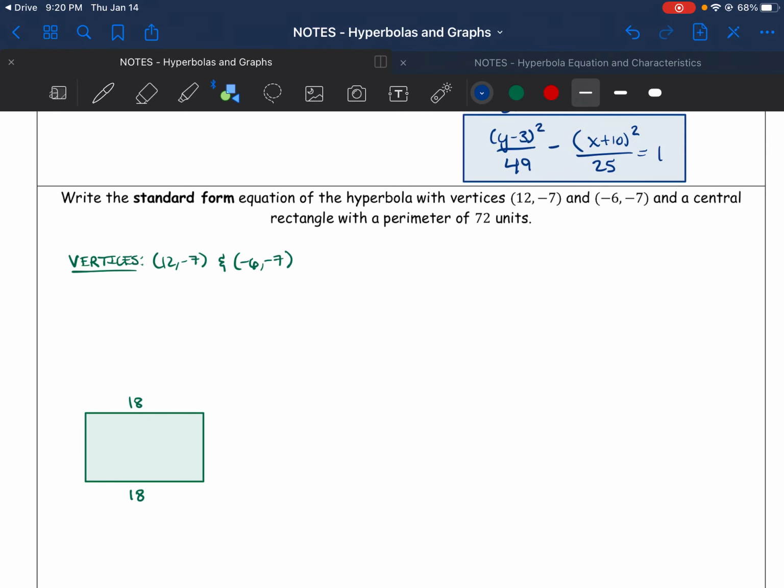Next problem we want to look at is a problem where, again, we want to write the standard form equation of the hyperbola. We're given the vertices are 12, negative 7, and negative 6, negative 7. And this time, we're given that the central rectangle has a perimeter of 72 units. So let's think about the information that we can go ahead and gather just from the vertices. We know the vertices connect the transverse axis. So let's write that down. So this gives us the transverse axis.